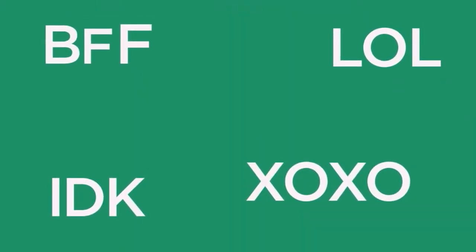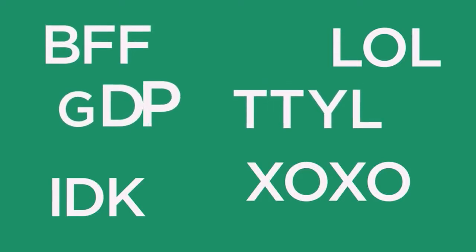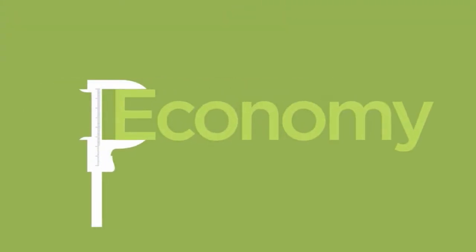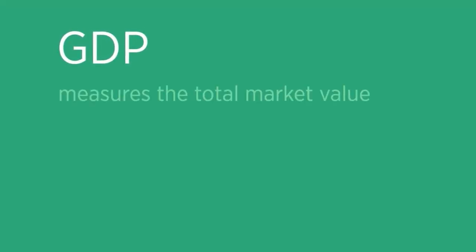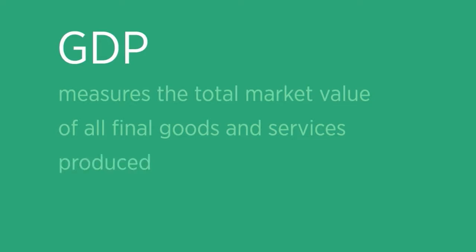LOL, IDK, XOXO, BFF, TTYL, GDP. Were you stumped by the last acronym? GDP stands for Gross Domestic Product. You probably don't see many references to it on social media, but GDP conveys an important message on the economy. Economists use this measurement to tell the story of the economy. They use GDP to determine the size of the economy at a point in time and growth of the economy over time. GDP measures the total market value of all final goods and services produced in an economy in a given year.